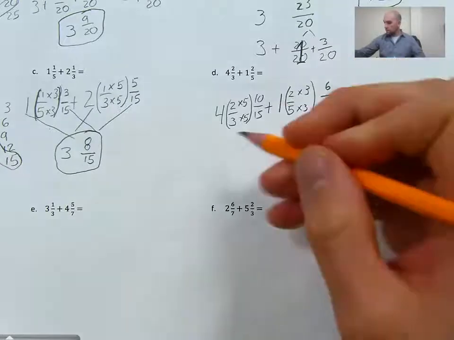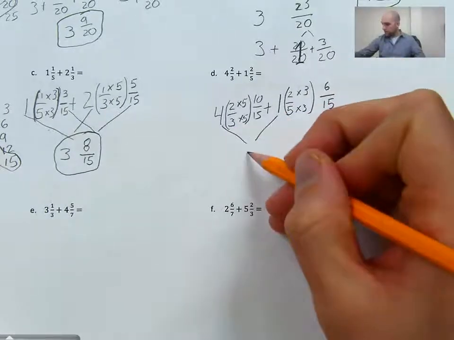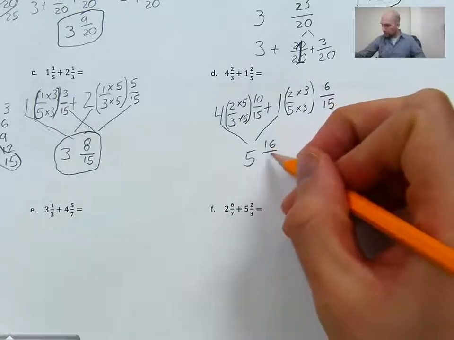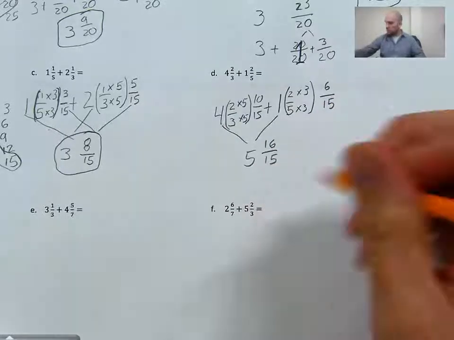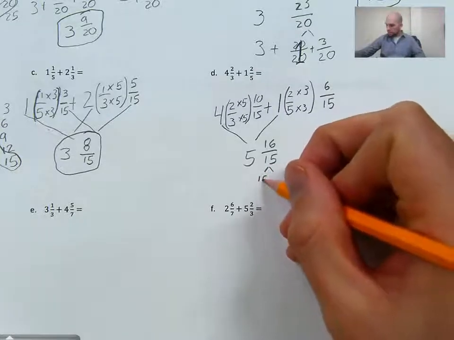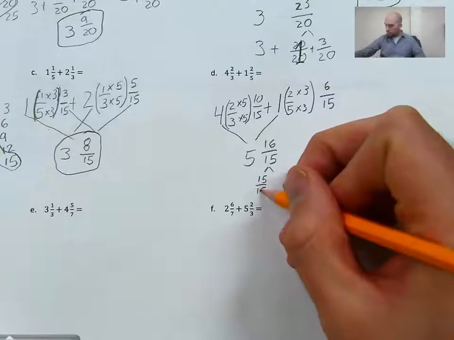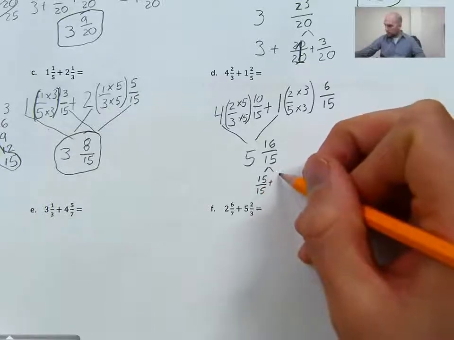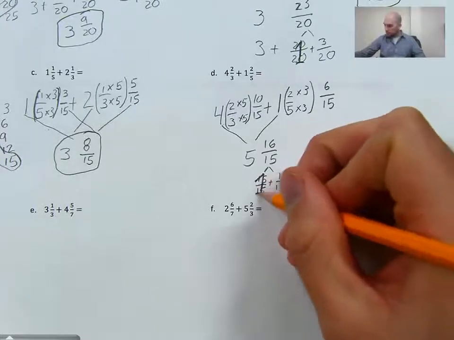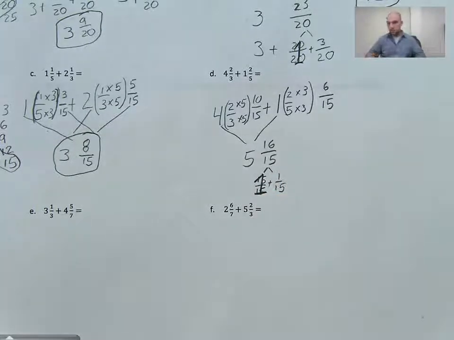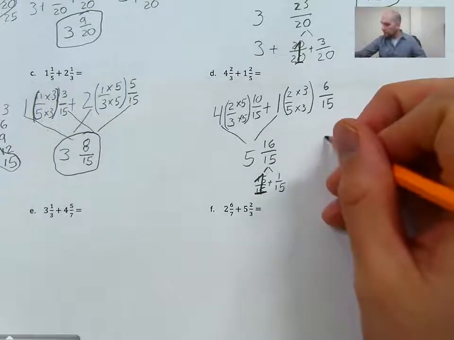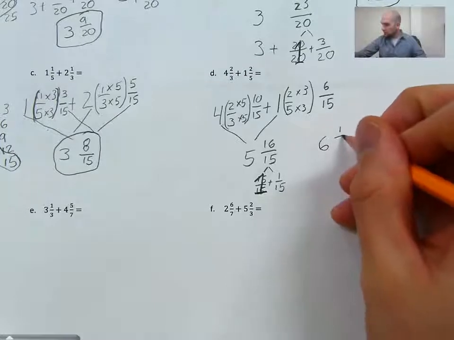And we're going to end up with 5 and 16/15. I can change that to 15/15 plus 1/15. 15/15 is just 1. So I have 5 plus 1 plus 1/15, which is going to give me 6 and 1/15.